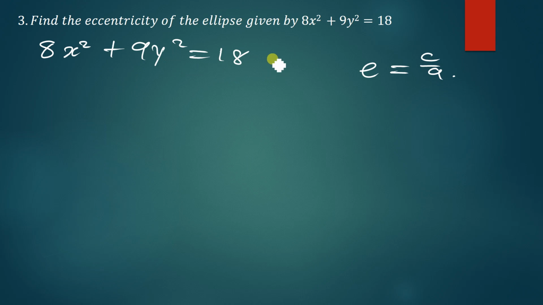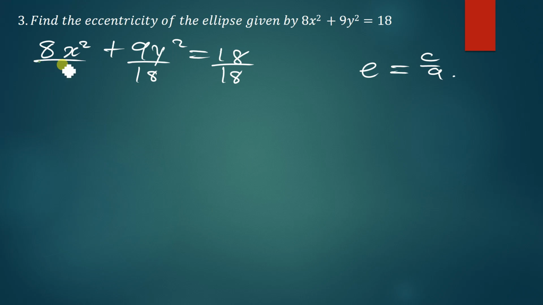So to find the eccentricity, we need to know what c is, and we also need to know what a is. And to know that, we have to make sure that we reduce this equation to its standard form. So according to the ellipse and the hyperbola, this part should always be 1. So how do we make this part equal to 1? We divide the whole equation by 18.